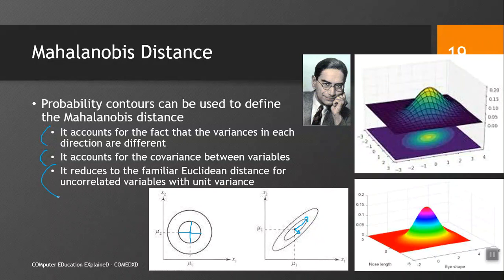If the data is uncorrelated, then there would be nothing like this variance i, variance j, only variance i and variance j, standard deviation, right. So, in that case it would reduce to Euclidean distance. So, we can consider the Mahalanobis distance as an extension of the Euclidean distance.